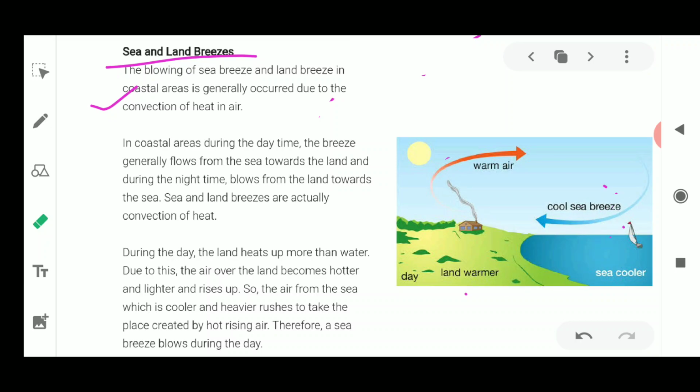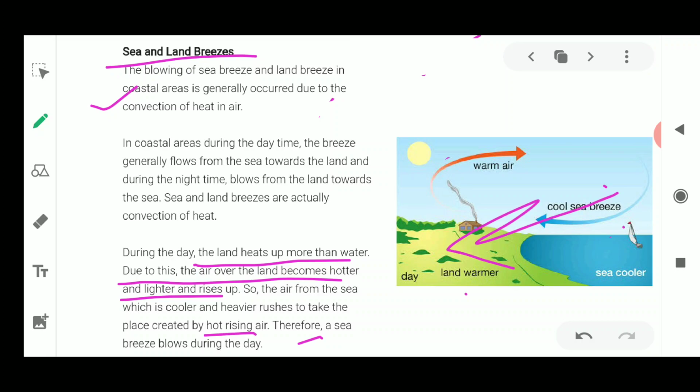Now we'll see the concept. The concept says, during daytime the land heats up more than the water. Due to this, the air over the land becomes hotter and lighter, and it rises up. So air from the sea, which is cooler and heavier, rushes to take the place created by the hot rising air. Therefore, the sea breeze blows during daytime. So remember that sea breeze is always going to blow during daytime. Why? During daytime, the colder air is coming from sea towards land.